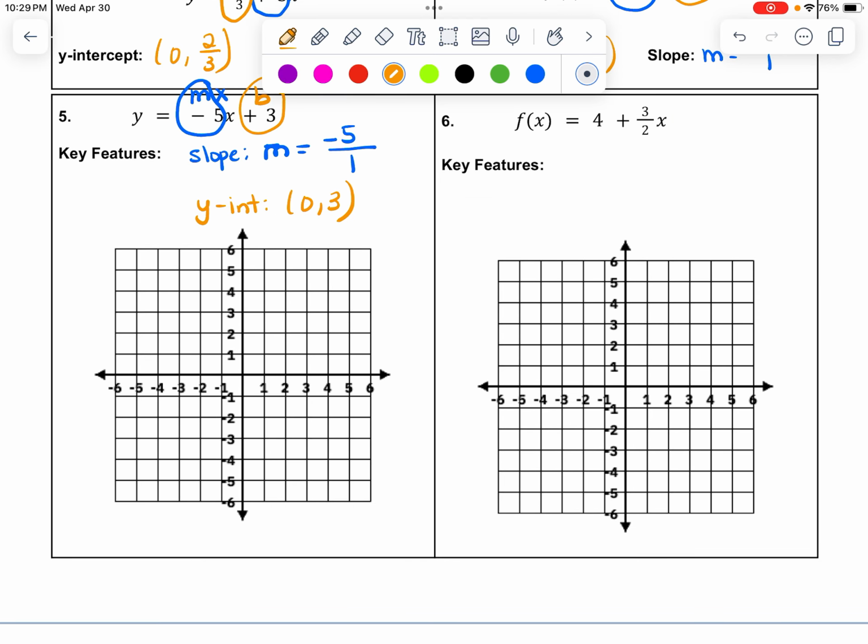The y-intercept tells me where to start. And when I graph a y-intercept, I'm always going to be starting on the y-axis. So I'm going to go to the 0, 3. My slope tells me how to move. The top number tells me to go downwards 5 spaces, and the bottom number is always going to take me to the right. 1, 2, 3, 4, 5, and to the right 1. Then I'm just going to connect my dots with a nice straight line.